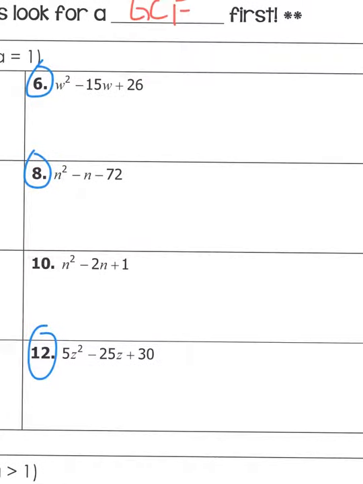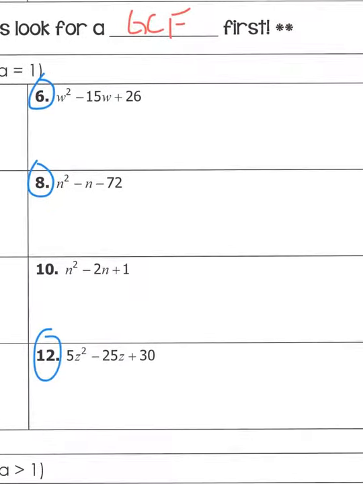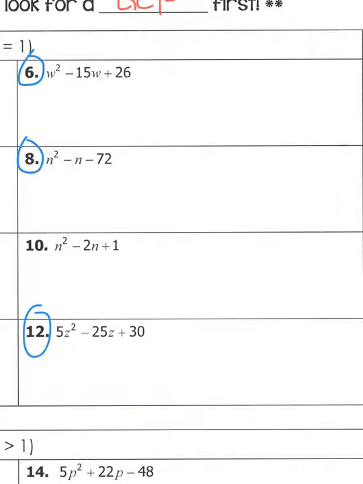All right, so then for 6, if you recall our method, we are going to take 26 and factor 26 and add those factors to get 15. Whatever the sign is of the constant tells us whether we're adding or subtracting the factors of this constant. Whereas in number 8, because our constant is negative, we're going to subtract the factors of 72.